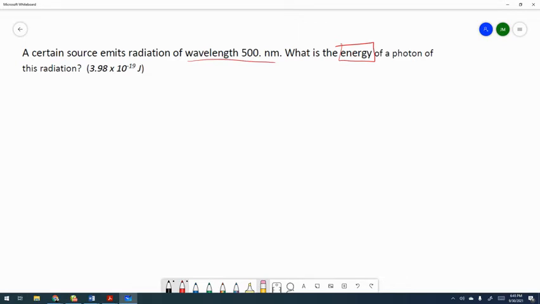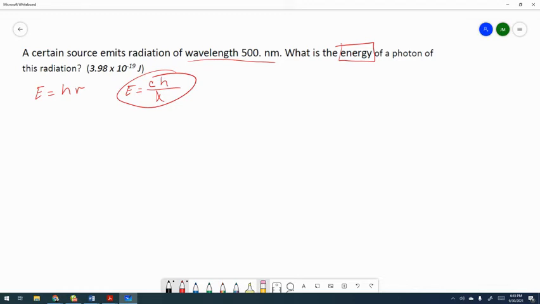So we have two radiation or energy equations. We have E equals Planck's constant times frequency, and we have E equals the combination of those two: c, speed of light, times Planck's constant over wavelength. Well, we have a wavelength, so I think we should use this one, right?